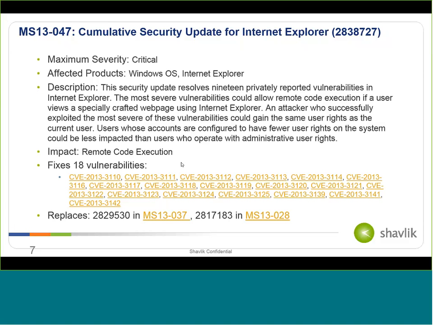It has not been exploited in the wild as of yet, but the priority around this update is pretty high due to the severity of especially that vulnerability. It does replace two previous bulletins, MS13-037 and MS13-028. So obviously try to get this one rolled out as soon as possible.